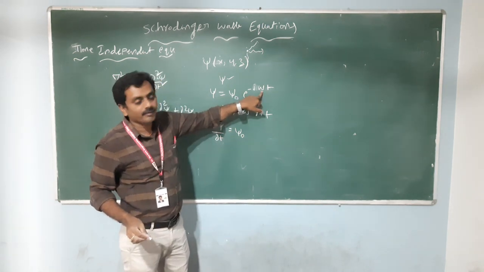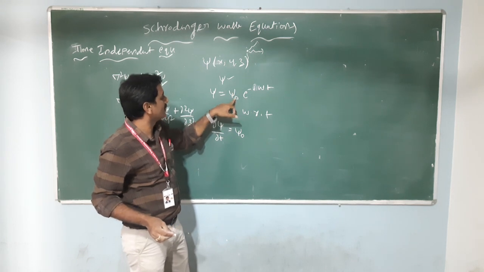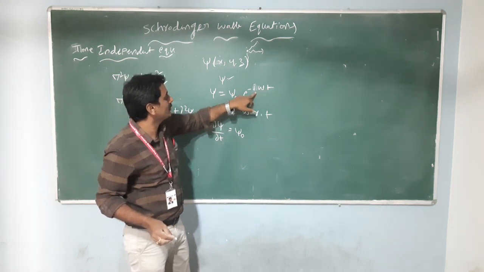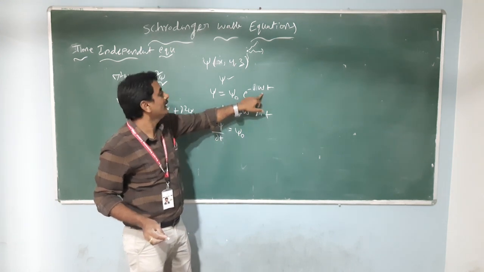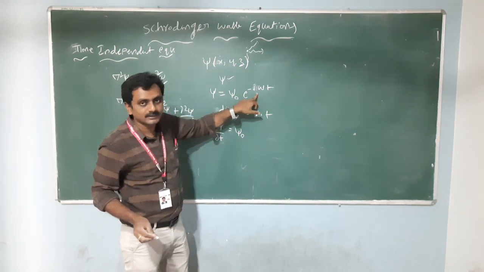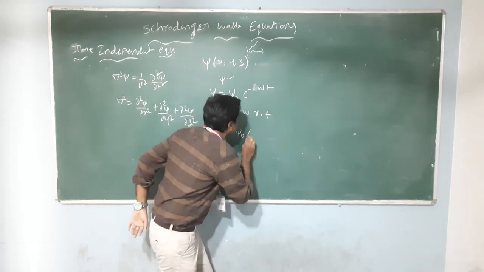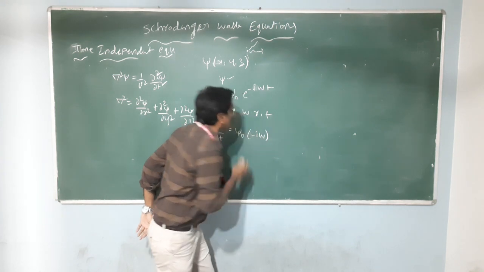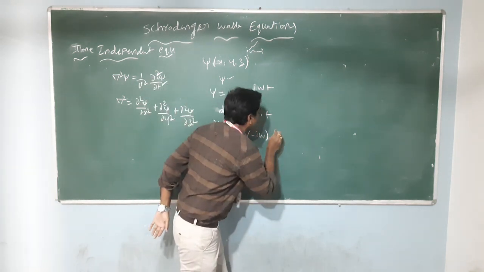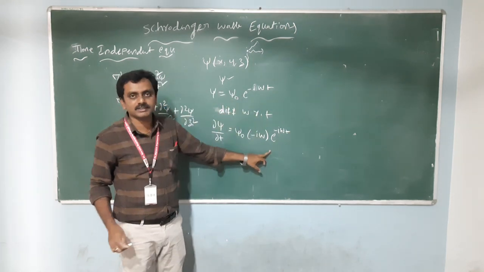So omega is the angular frequency here. That means psi naught is constant, so e power omega is also constant. We are differentiating only with respect to time here. So e power ax, differentiation of e power minus ax. That means e power minus a, where instead of a I am taking i omega, into e power minus i omega t, e power i omega t. So this is the first differentiation.